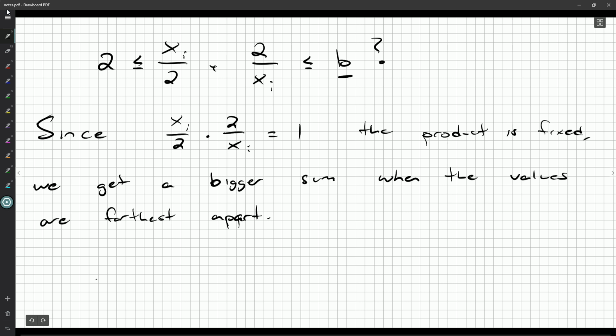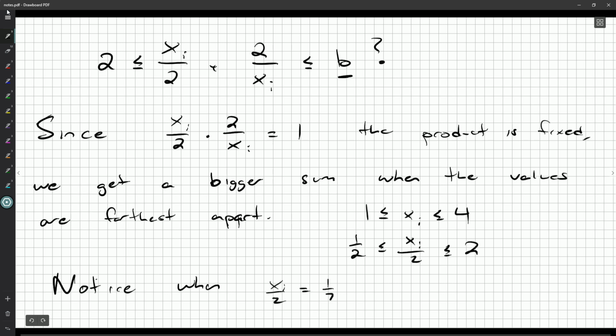But there's a limit to how far apart these can be. We can see the smallest this thing can be is a half, and the biggest it can be is 2. So I might say something like, notice when xi over 2 is a half, or even 2, then its reciprocal is equal to 2 or 1/2.